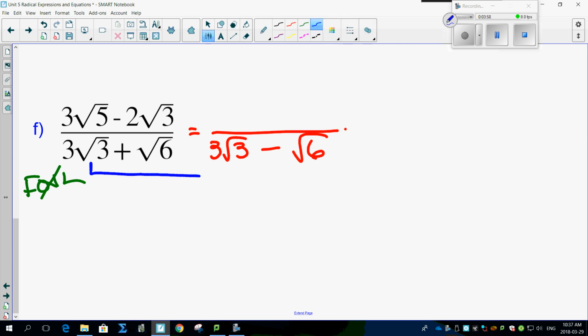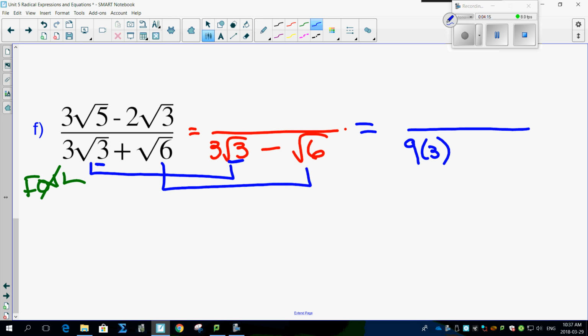So there's our first. 3 times 3. Well, that's just 9. But root 3 times root 3 is also just 3. That's fine. That gives us a nice, pretty number. We can work with that. And of course, skip the OI. Go right to the last.